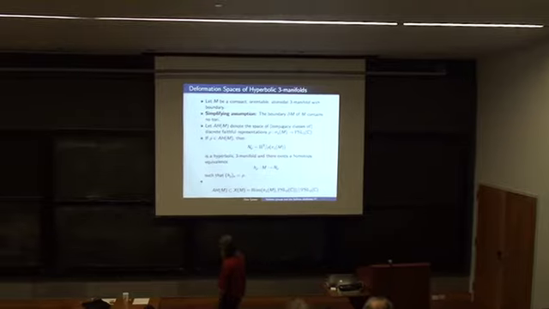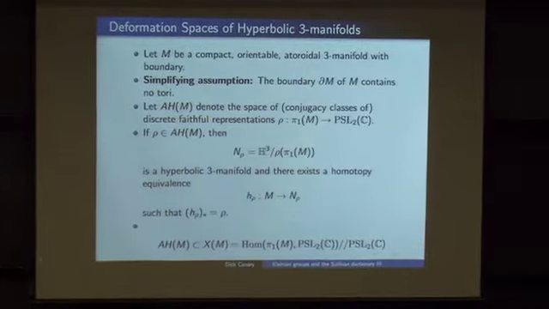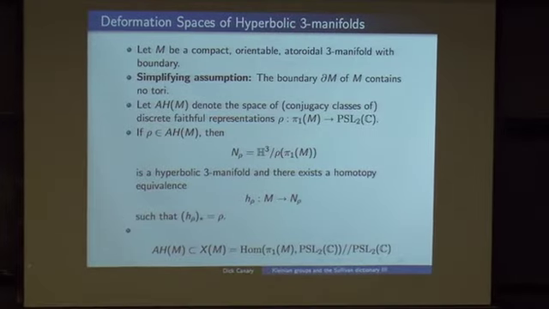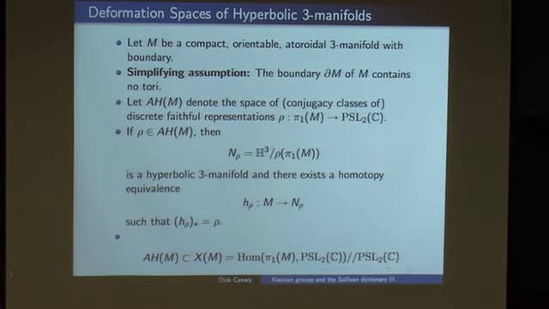So, remember our setup was that we have a compact, orientable, atoroidal 3-manifold. Irreducible should be there too. Those topological assumptions are exactly the topological assumptions you need for the interior to admit a hyperbolic structure. And throughout the talk, we're going to assume the boundary doesn't have any toroidal components, not because anything really goes wrong, but because everything is more technical to say, and this will make it easier to talk about.